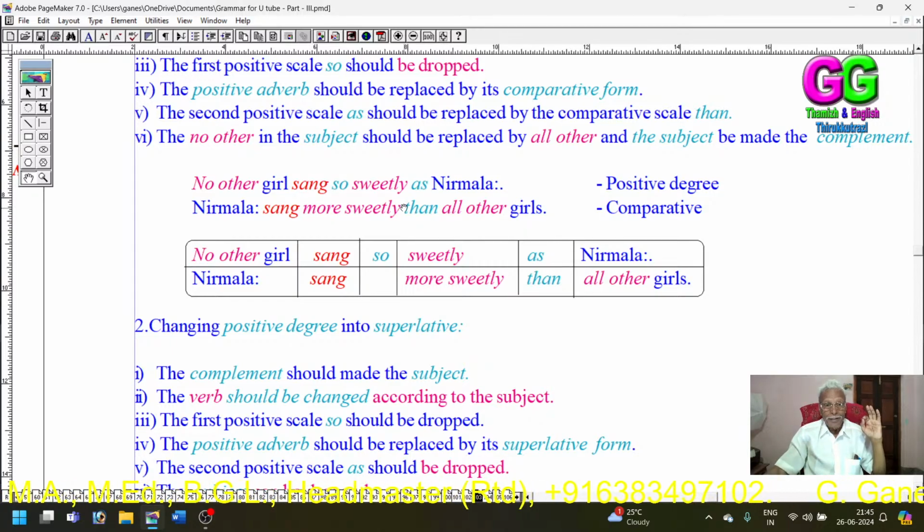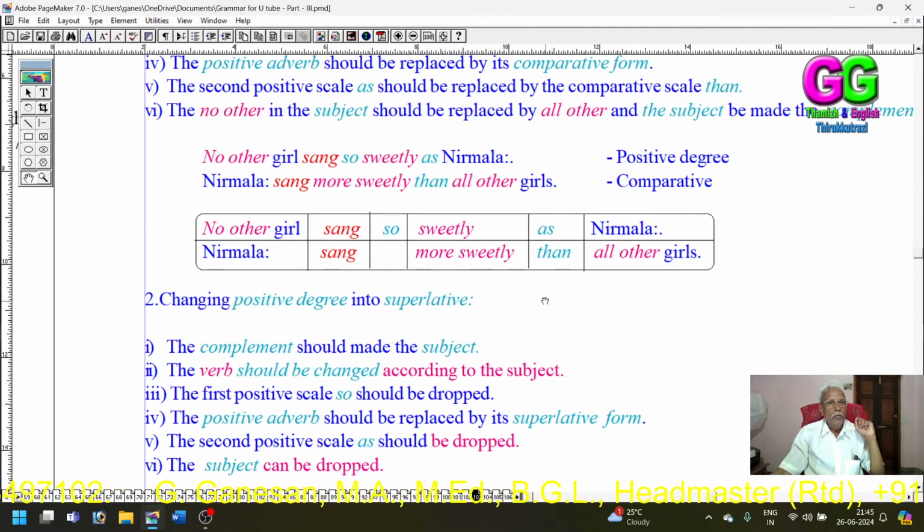No other girl sang so sweetly as Nirmala. Positive. That is, Nirmala sang more sweetly than all other girls. Comparative. What are the rules we have followed here? First, the complement of the subject in the positive degree should be made the subject of the comparative.